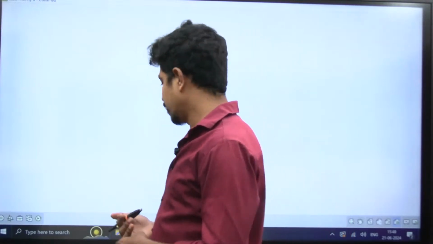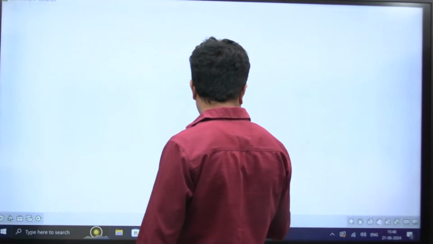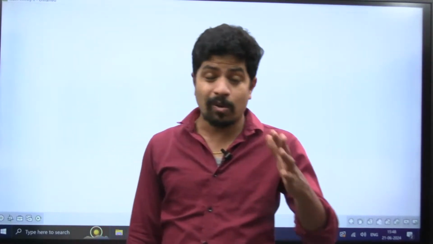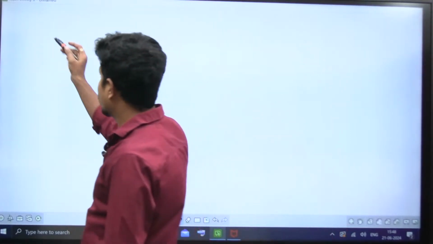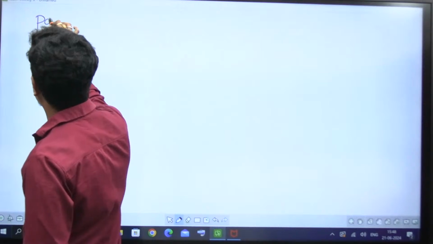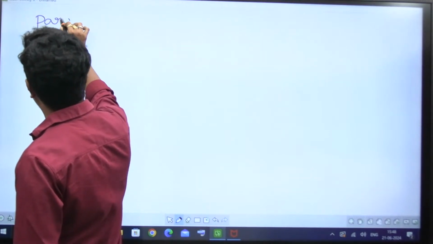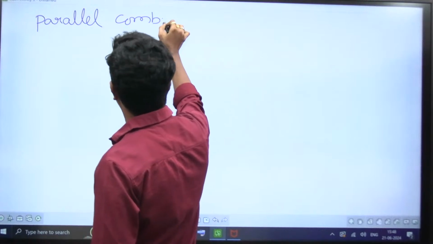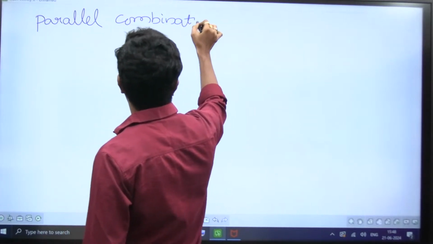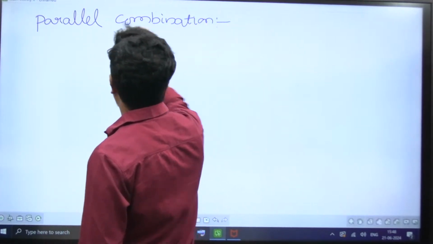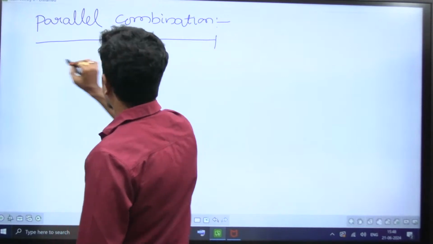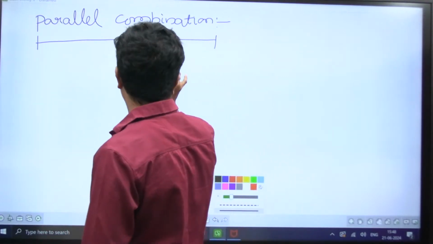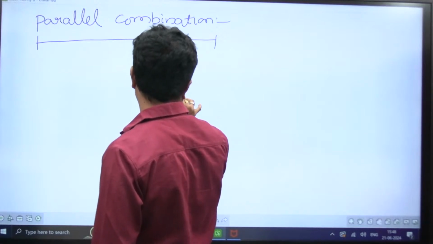So please concentrate very carefully here. That is parallel combination and series combination. Understanding the parallel combination and series combination is very important. Parallel combination of elements. What is this parallel combination, sir? You take any two elements. Let us take two resistances.